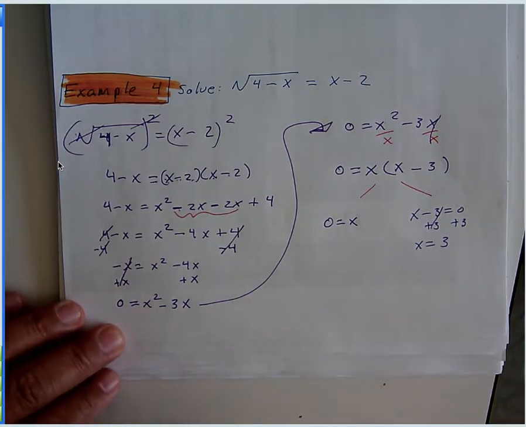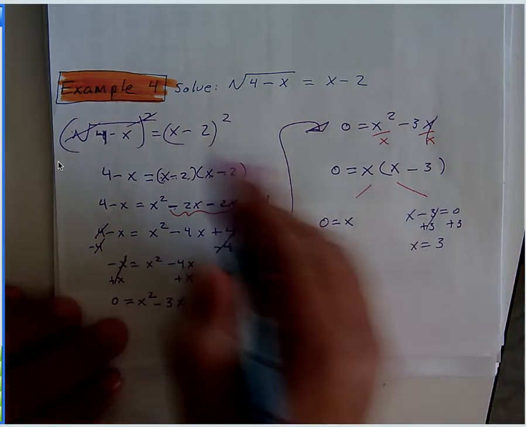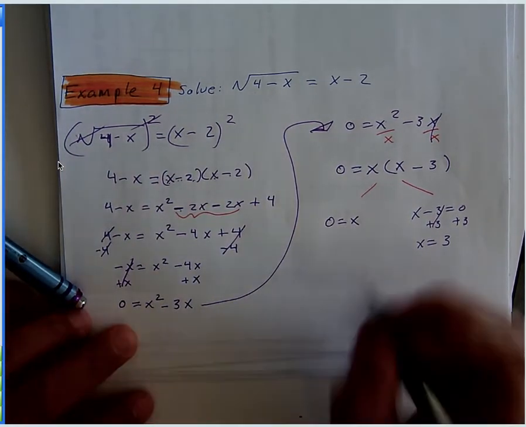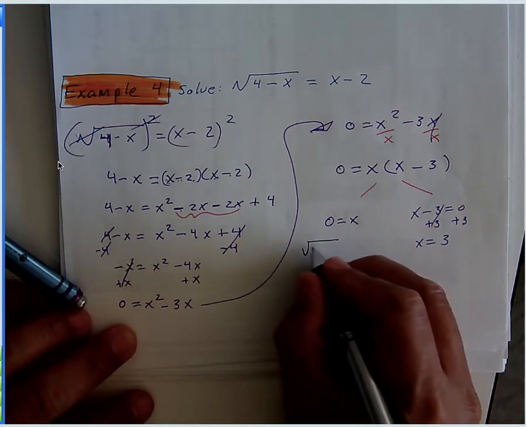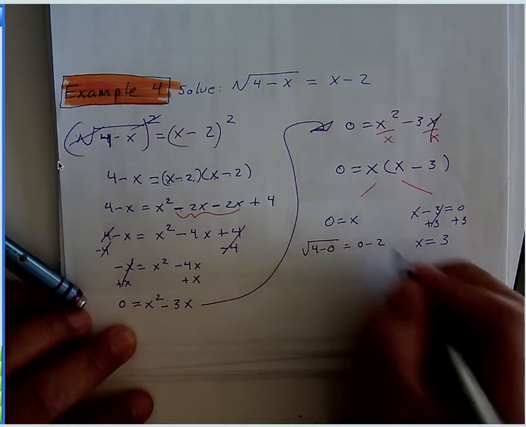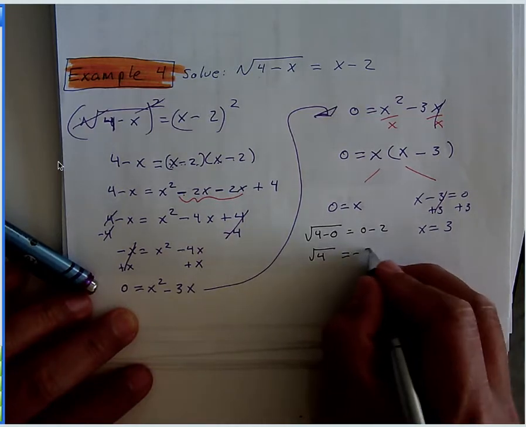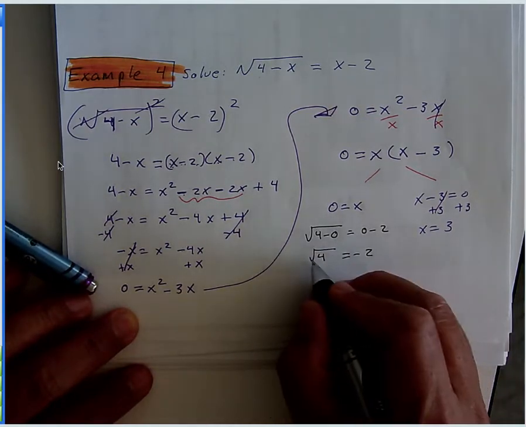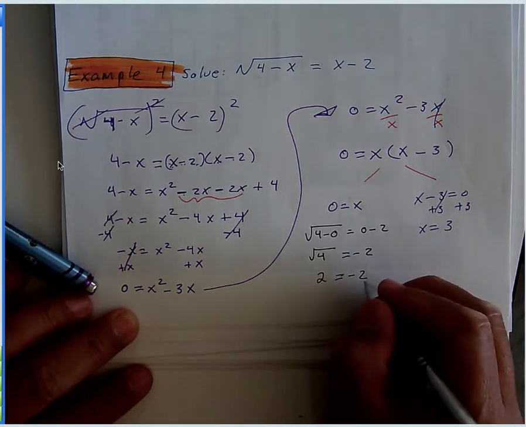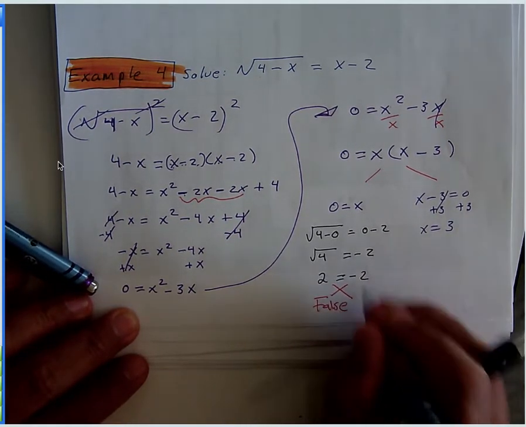So I'm going to check these, because this is one of those examples where it doesn't check. We're going to use that original equation. Let me use a different pen. I'm going to check this one. So x is 0: the square root of 4 minus 0 is equal to 0 minus 2. 4 minus 0 is just 4, and 0 minus 2 is negative 2. The square root of 4 is positive 2, and the other side is negative 2, so this is false. This is not a solution.